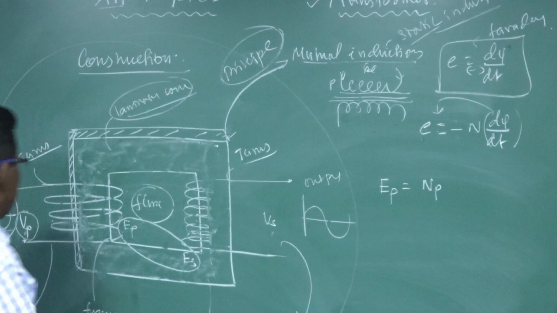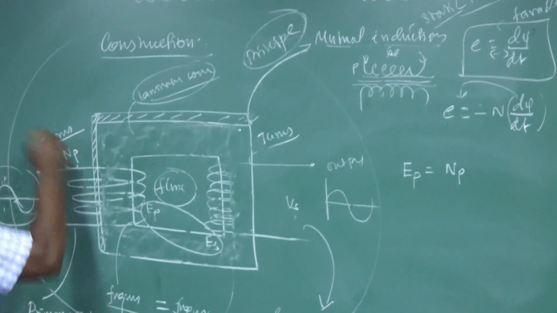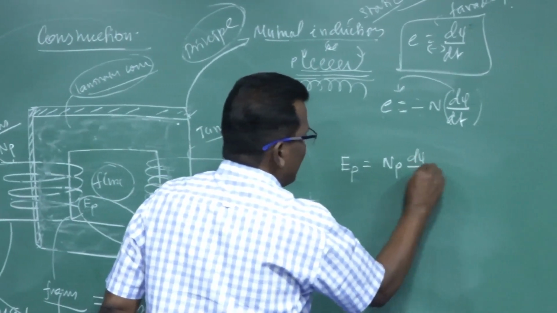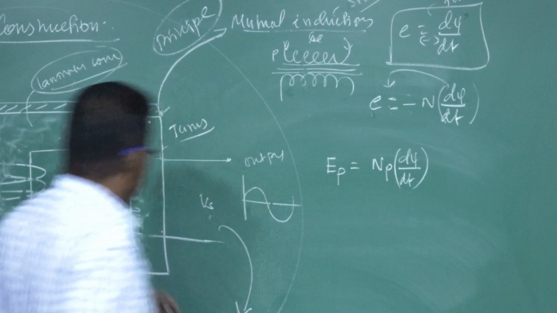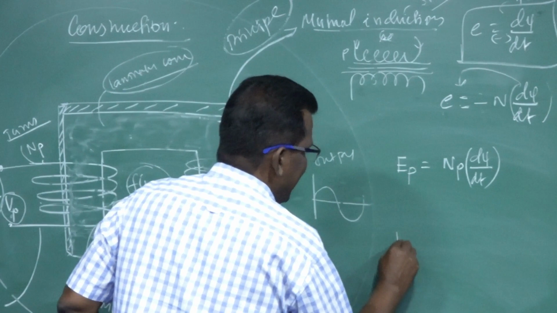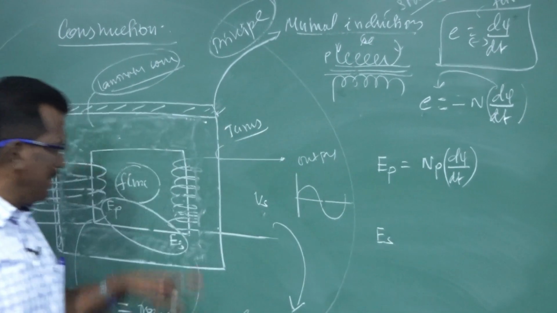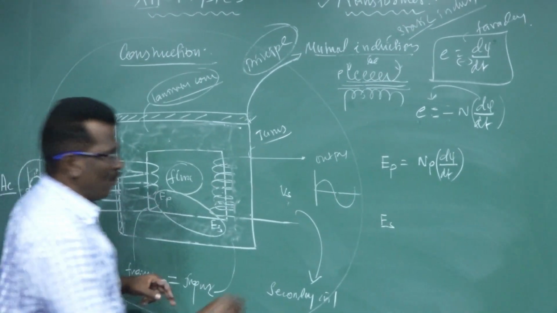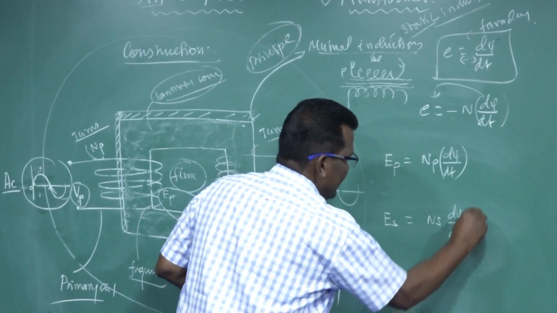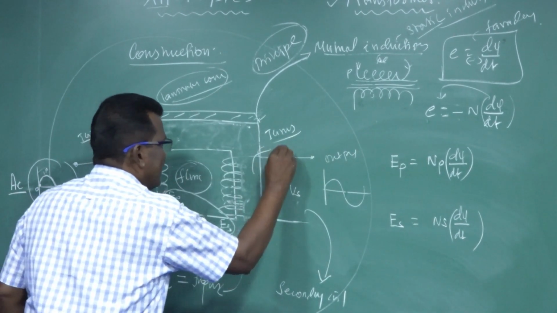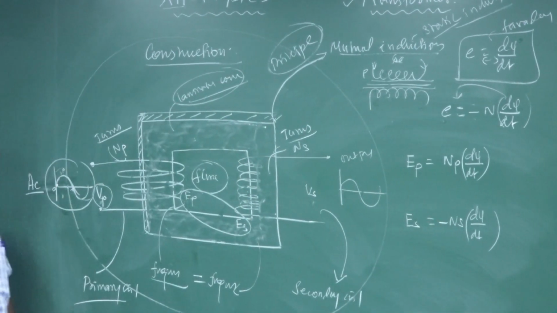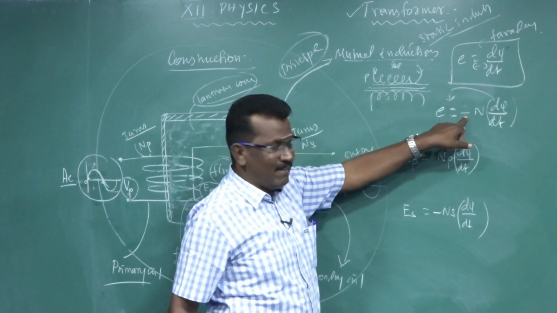The induced EMF EP is equal to minus NP dφ by dt, where NP represents the number of turns in the primary, and dφ by dt is the flux change across the primary. Similarly, ES across the secondary is equal to minus NS dφ by dt, where NS is the number of secondary turns. The minus sign shows the direction of the induced current is always opposed to the cause.